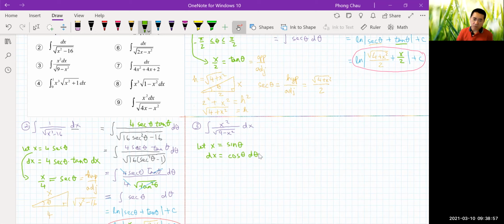Every time we do the substitution, be sure to take the derivative of that variable immediately. You need it anyway, right? And because we need the cosine theta d theta, this time we'll replace the dx with cosine theta d theta. And I think we're ready to plug in, and just be careful here.